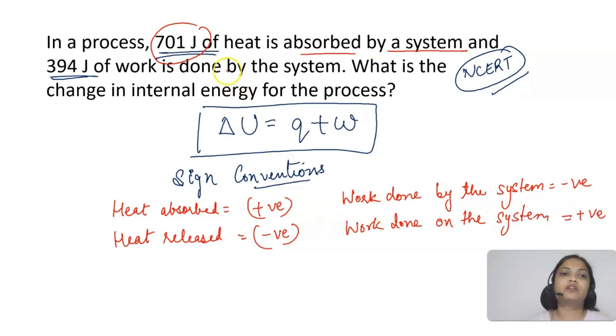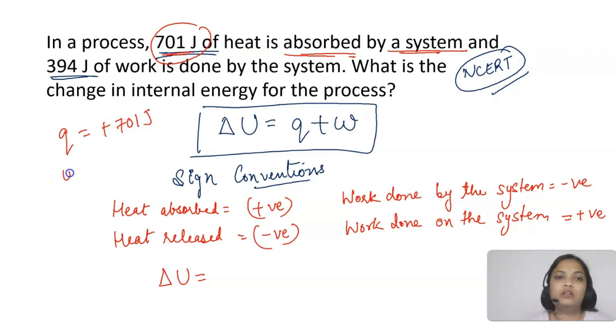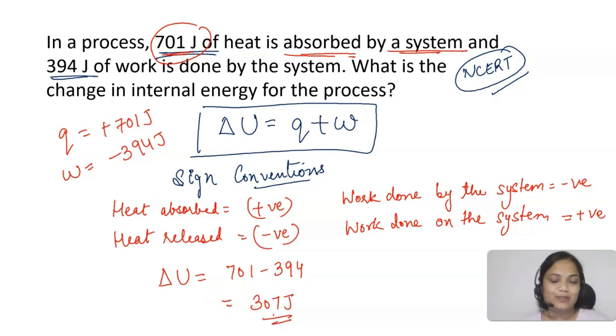Now in this question we have to find out delta U. Q is 701 and heat is absorbed by the system, so Q will be positive, plus 701 joules. The work is done by the system, so it will be minus 394 joules. So 701 minus 394 comes out to be 307 joules. This was a very simple question. Three people gave the answer and they gave the right answer, that is 307 joules. So it has to be positive.